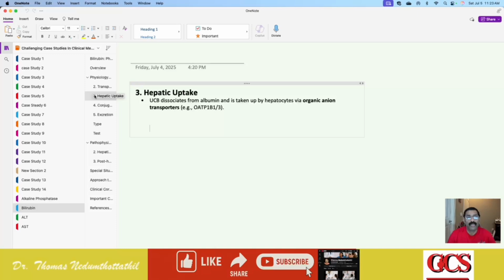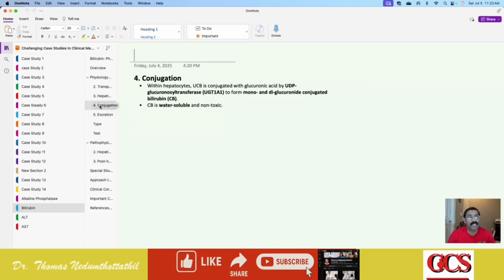Hepatic uptake. Unconjugated bilirubin dissociates from albumin and is taken up by hepatocytes via organic anion transporters. Conjugation. Bilirubin is conjugated within hepatocytes. Unconjugated bilirubin is conjugated with glucuronic acid by UDP glucuronyl transferase to form mono and diglucuronide conjugated bilirubin. Conjugated bilirubin is water soluble and non-toxic.